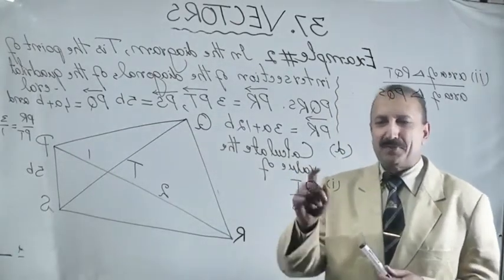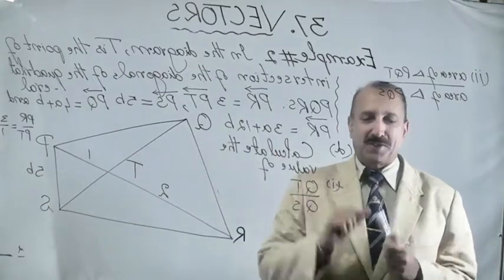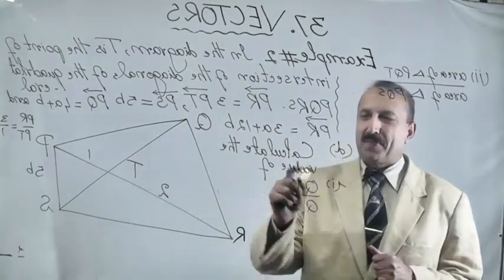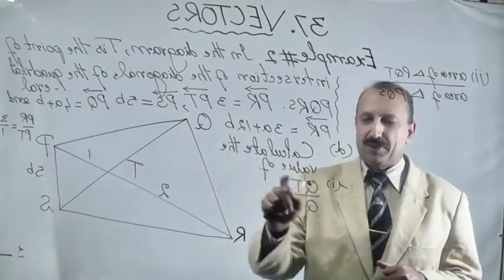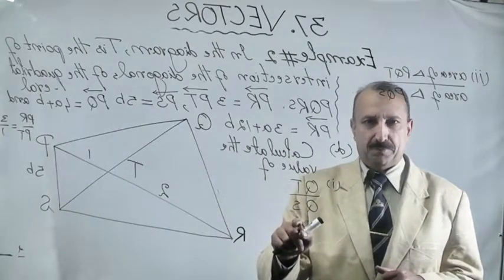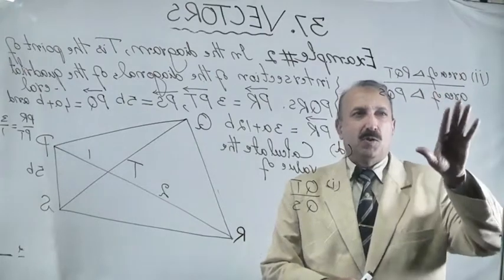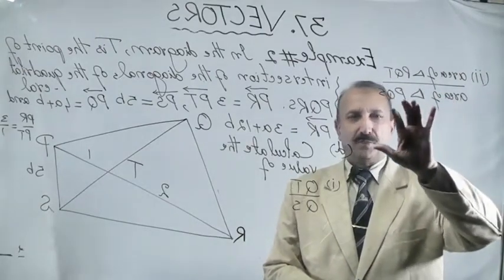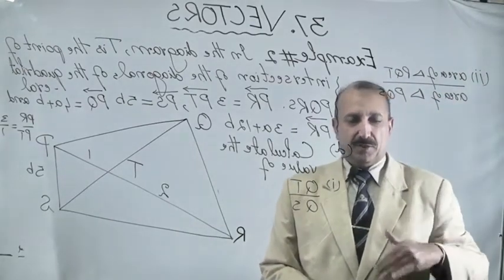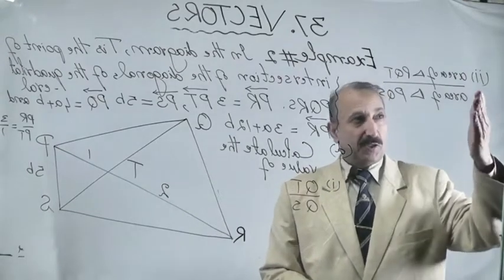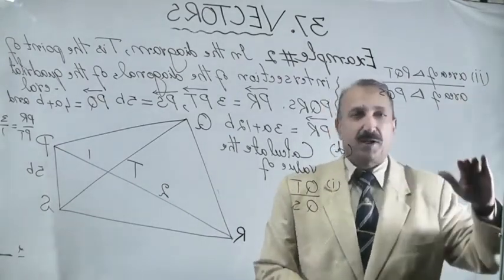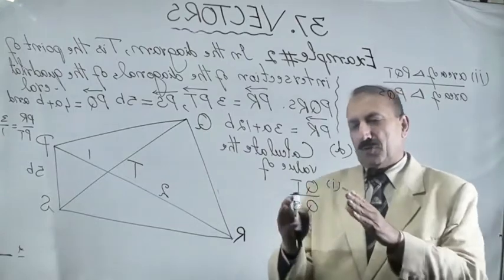Alright, my dear student, look at part number D of the same question. Part D is: calculate the value of QT over QS. Then there is a ratio of the area of triangle PQT over the area of triangle PQS. Similarly, the ratio of the remaining two triangles will come in part number 3 as well. First of all, look at here.